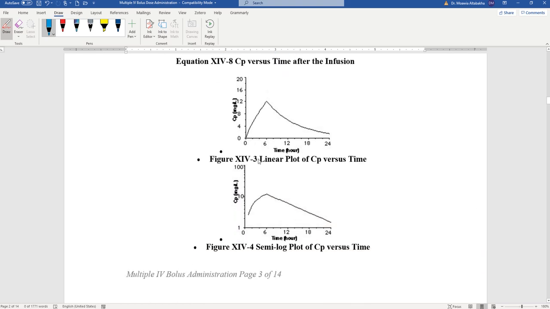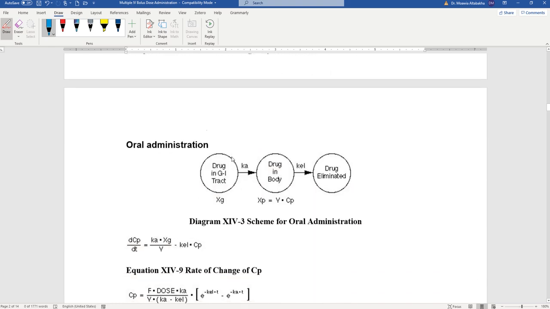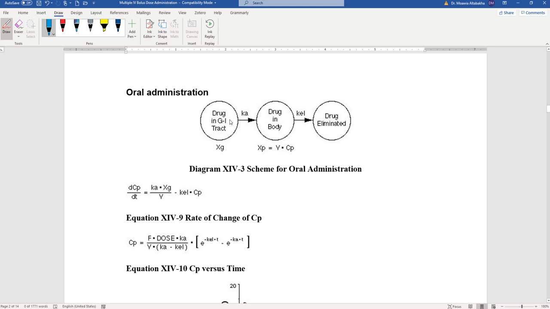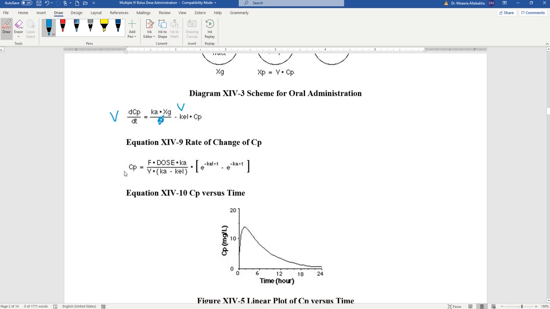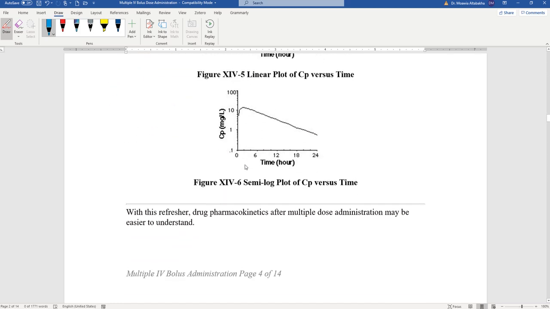Of course, all these equations we already discussed. For oral administration, we also have the rate of change in concentration as rate of input minus rate of output. Again, here they divided everything by V, that's why you see V here. Otherwise, you would see V times dCp/dt equals Ka times Xg, which is the positive input, minus V times Kel times Cp. This is the integration of the equation you see here. You will see this is a bi-exponential equation, a constant multiplied by the difference between two exponents.